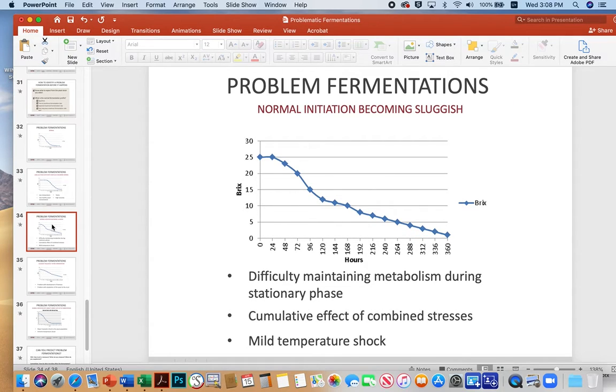Here's where you get a normal start, but the fermentation becomes quite sluggish. So in this particular case, you just have a long, slow slope, and again, there's a difficulty maintaining metabolism during stationary phase. It's probably the cumulative effect of a variety of stresses, and maybe even a mild temperature shock if you're not paying attention to it. You can look for premature yeast settling, for example, as an indicator of decreased stationary phase metabolism. So in that particular case, you may rack off the wine from the lees and then restart it.